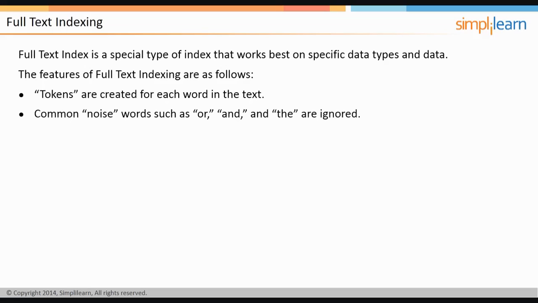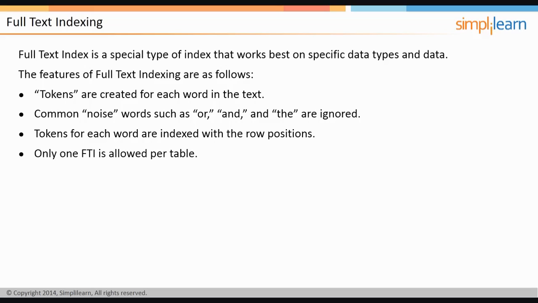Common noise words such as or, and, the, etc. are ignored. The tokens for each word are then indexed with the row positions they appear in. If a word appears more than once within a single row, even in that case only one instance of the row position is maintained. There can only be one FTI per table. Each index is stored in an object called the full-text catalog.